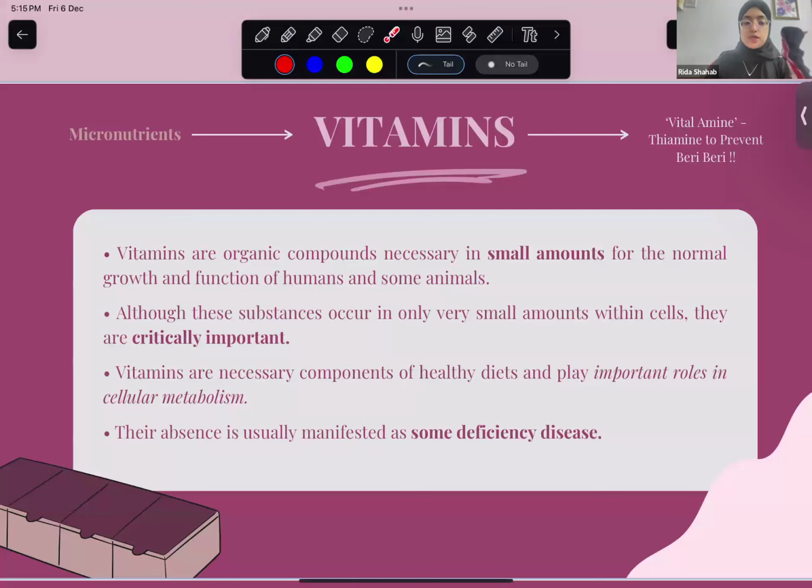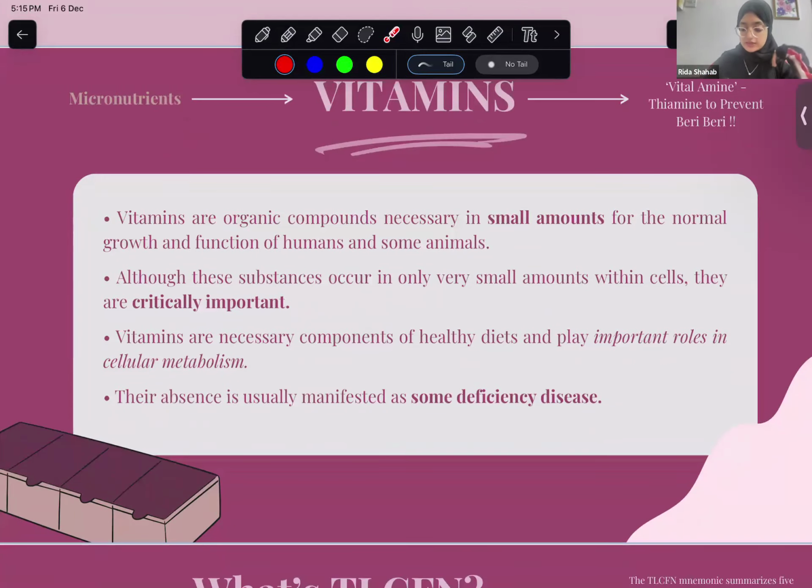So what exactly is vitamins? Vitamins are organic compounds which are necessary in smaller amounts for our body. That is also why they're called micronutrients, because you take them in smaller amounts. Although these substances are taken in smaller amounts in our bodies, they're very essential for cellular metabolism processes, and their absence is usually manifested as some deficiency diseases.